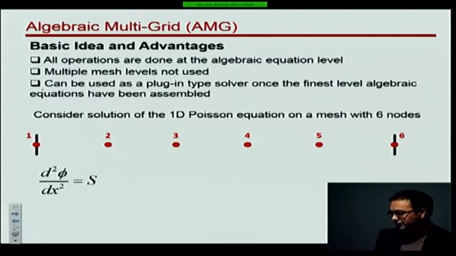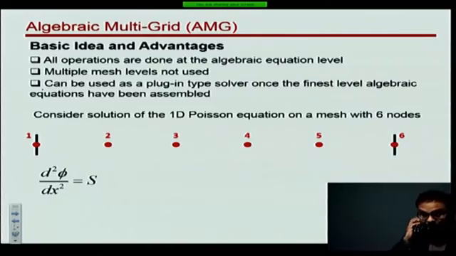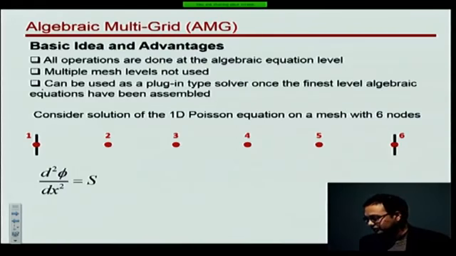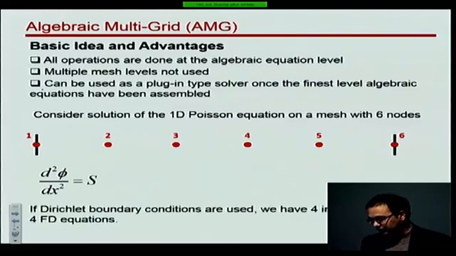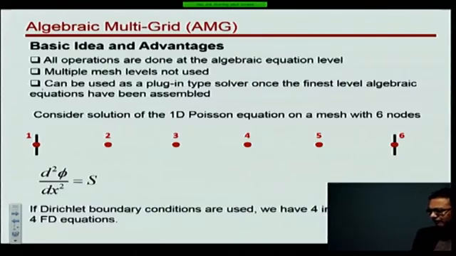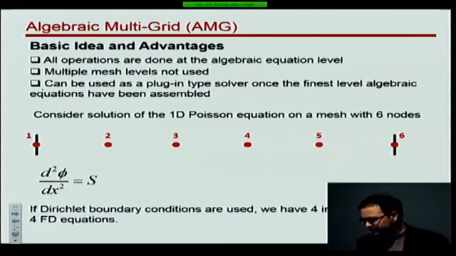This is an example of a simple one-dimensional diffusion equation with just 6 nodes. So suppose I want to use algebraic multigrid on this problem. So this is my governing equation here. And let's say we have Dirichlet boundary conditions. So we basically have 4 interior nodes.